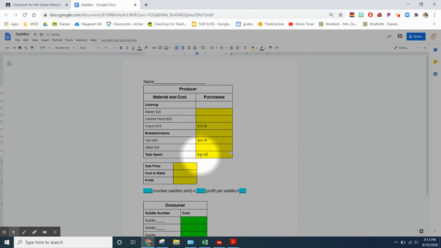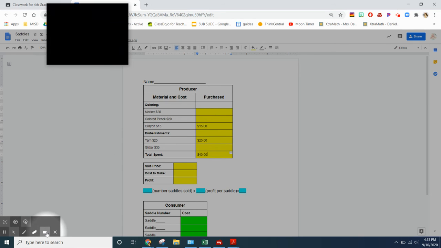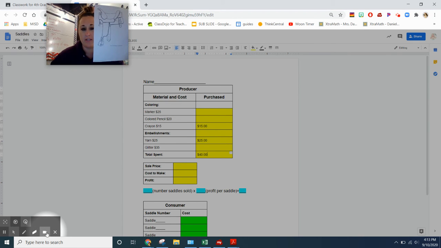Okay. So, all right, I'm going to leave my purchases like that as our example. I'm buying crayons and I'm going to embellish it with yarn. After you've done this, you're going to get your coloring sheet and design it. You're going to color it, glue your yarn wherever on the saddle, however you want. This is your saddle, and you're just making one. And I'm going to explain how the store works on Monday's video.